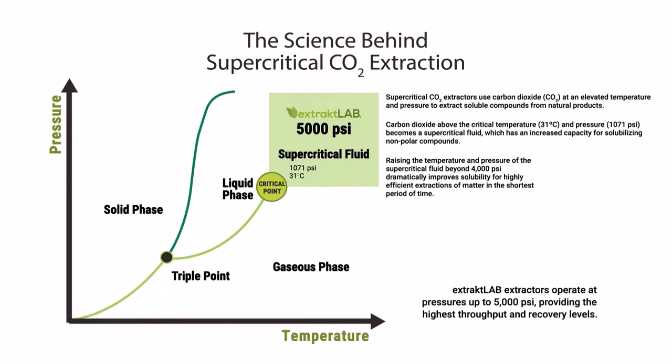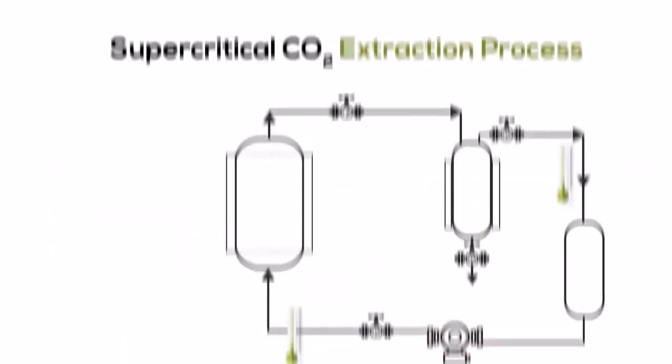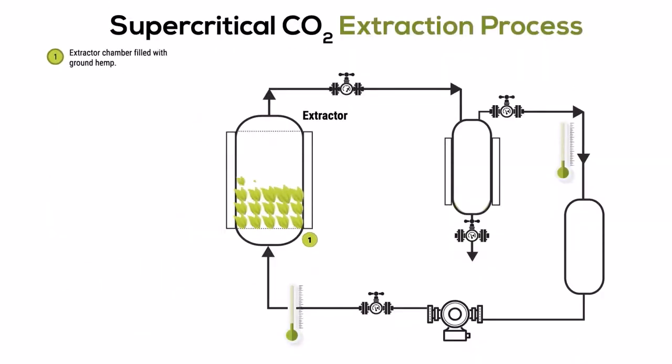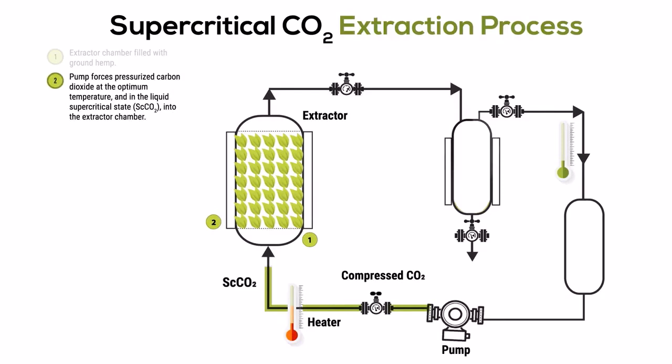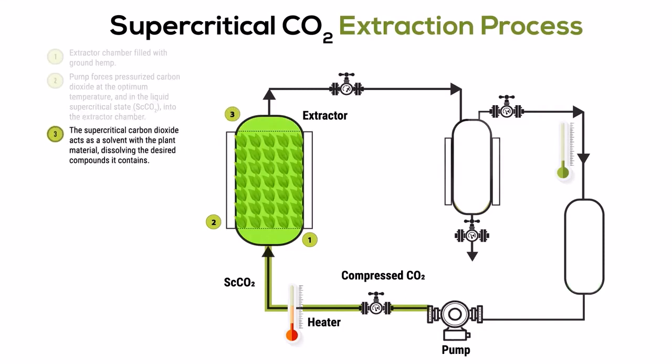The supercritical CO2 extraction process. Step number 1. The extraction chamber is filled with ground cannabis/hemp, also known as trim. Step number 2. The pump forces pressurized carbon dioxide at the optimal temperature and in the liquid supercritical state into the extractor chamber. Step number 3. The supercritical carbon dioxide acts as a solvent with the cannabis, dissolving the cannabinoid compounds it contains.